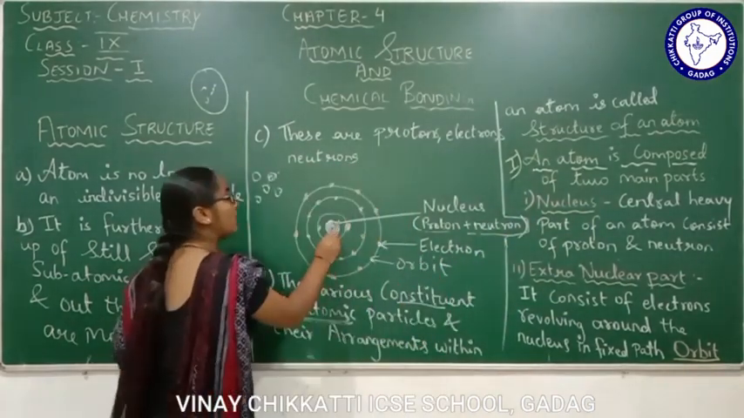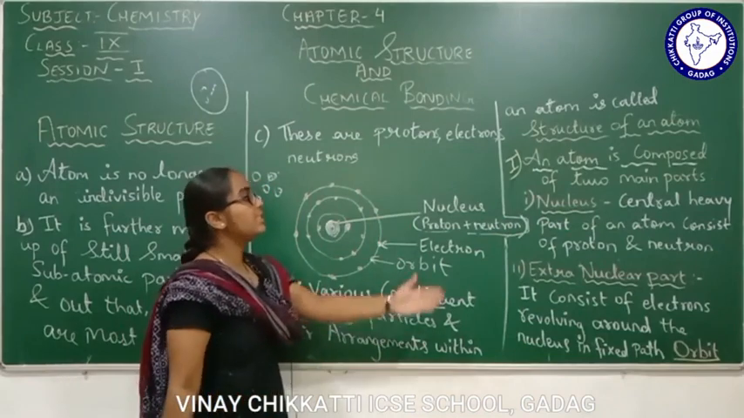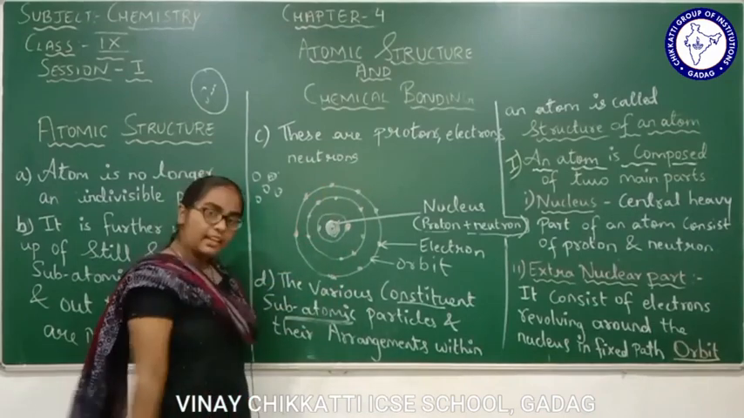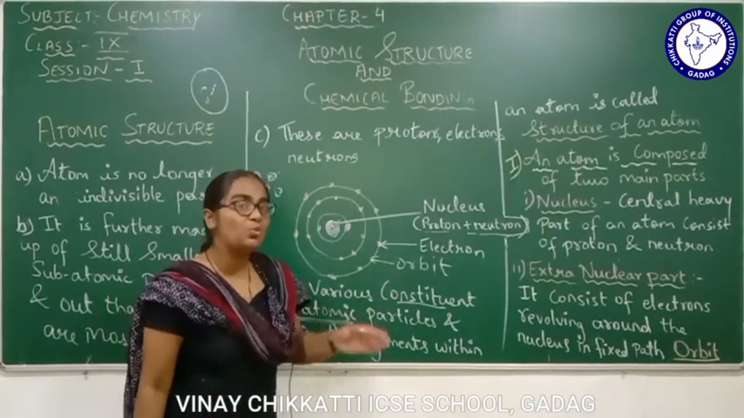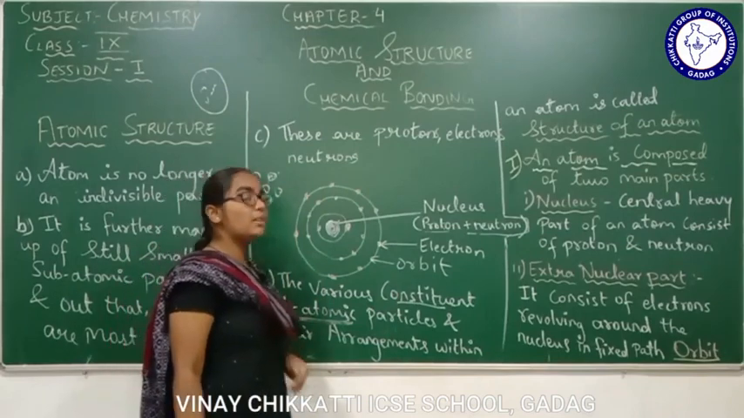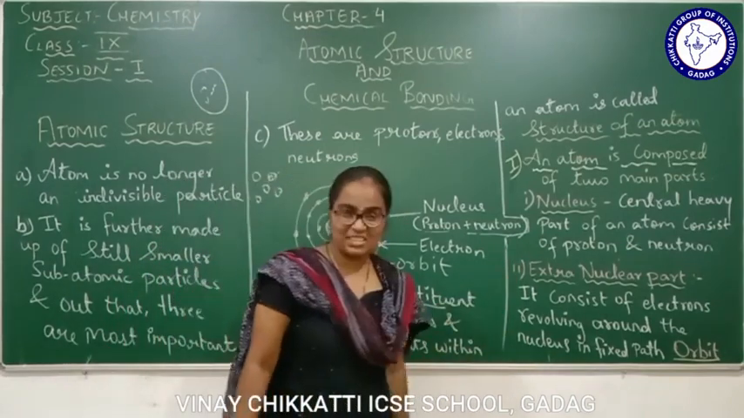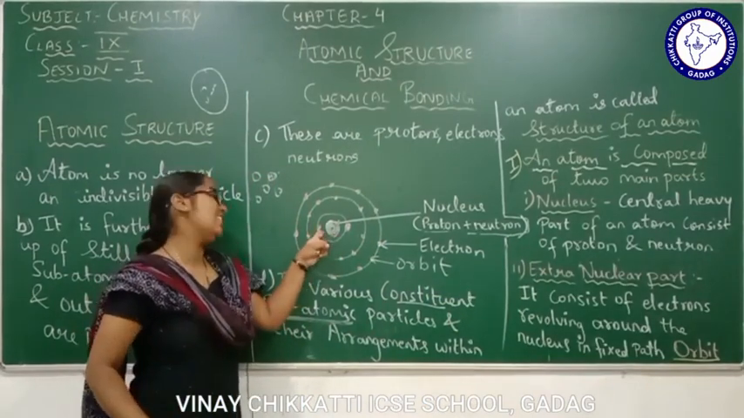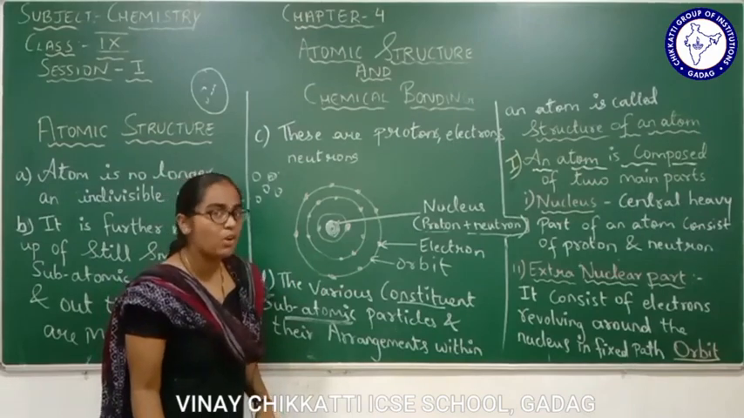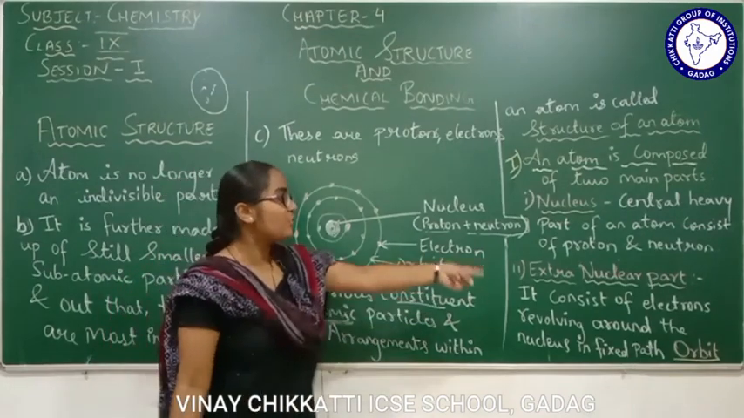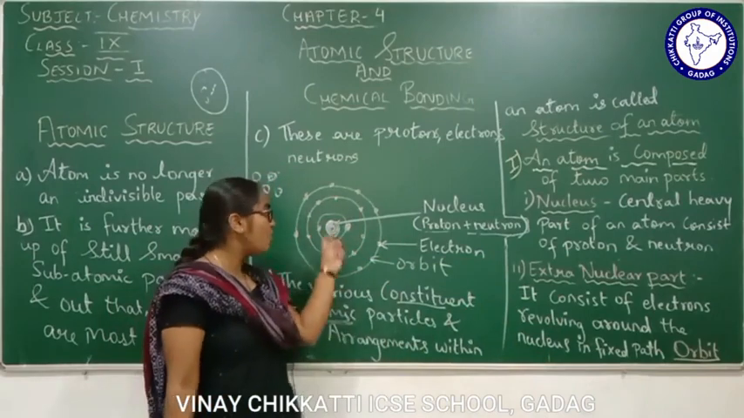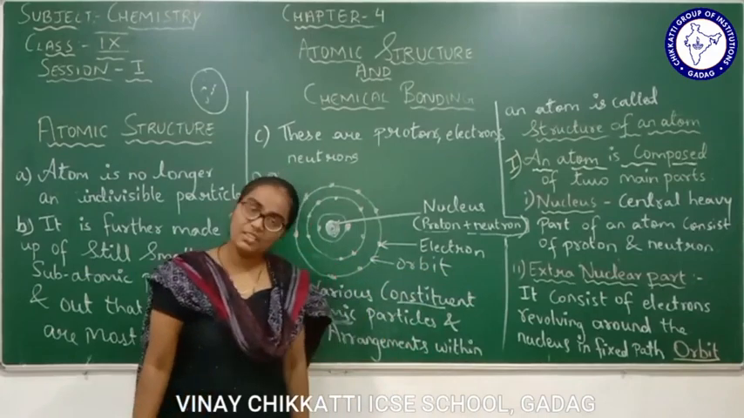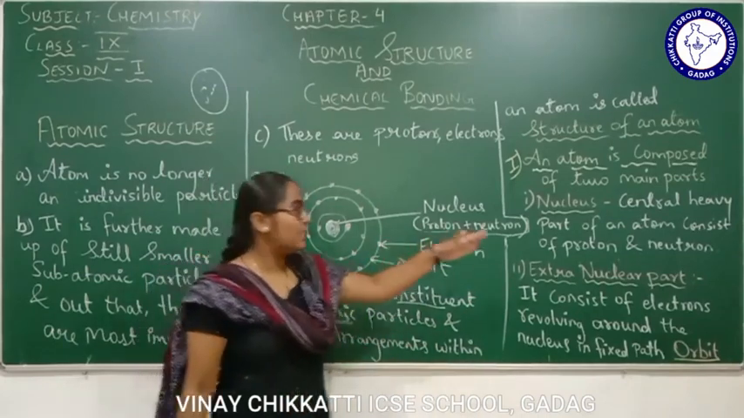Then apart from the nucleus, the second part of an atom is the extranuclear part. Apart from the nucleus, whatever parts are there are considered to be the extranuclear part. Now this extranuclear part consists of electrons. Apart from proton and neutron, the extranuclear part is electrons. Now where do the electrons revolve? As you know, electrons revolve around the nucleus in a fixed pathway called an orbit.